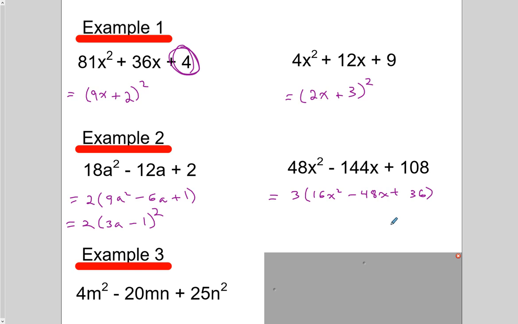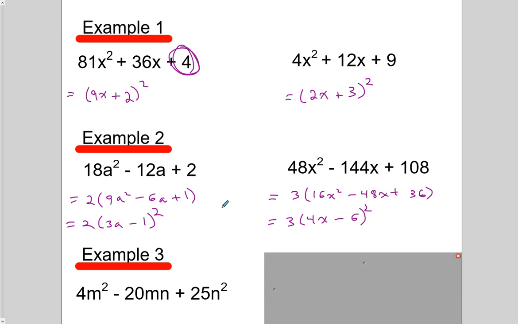And now I recognize I've got my perfect square trinomial. So what's that going to look like? 16x squared, what's the square root of that? It's 4x. 36, what's the square root of that? It's 6. And the whole thing is squared. So that's my perfect square trinomial for this question.